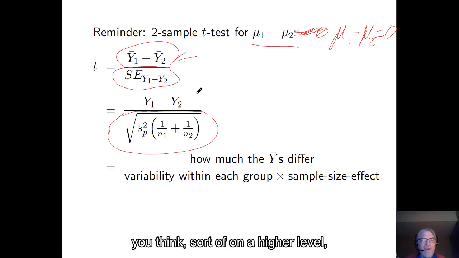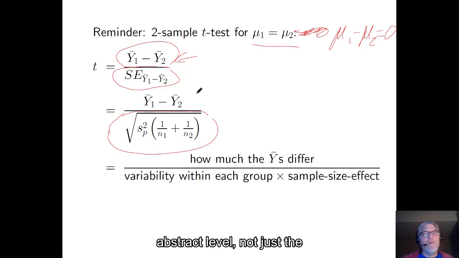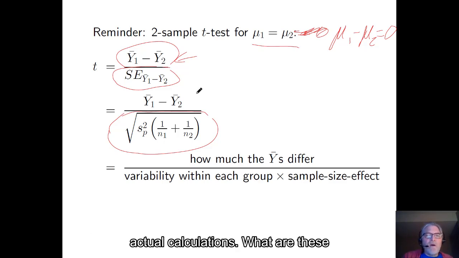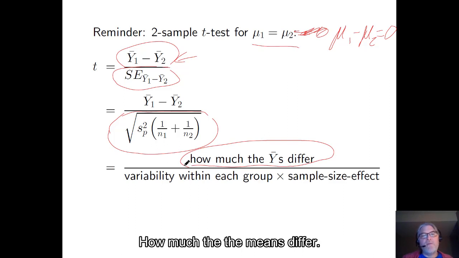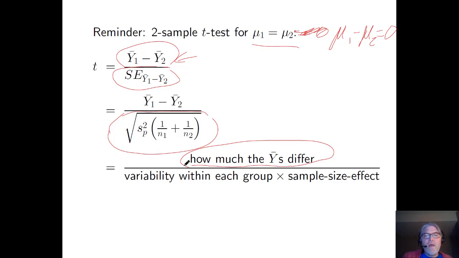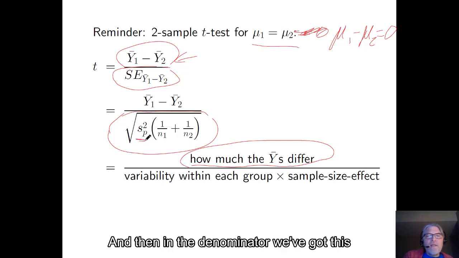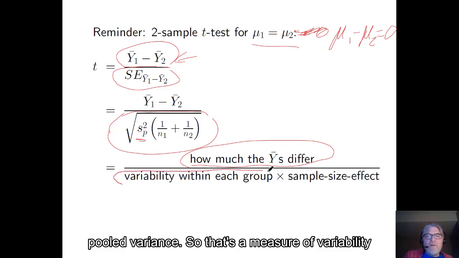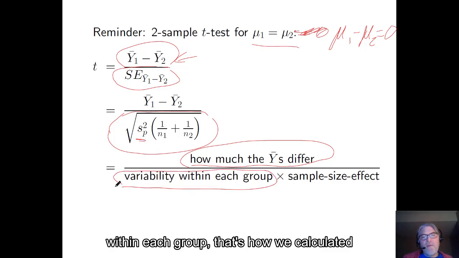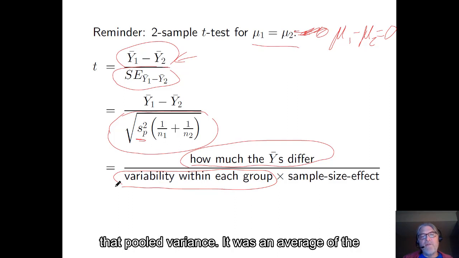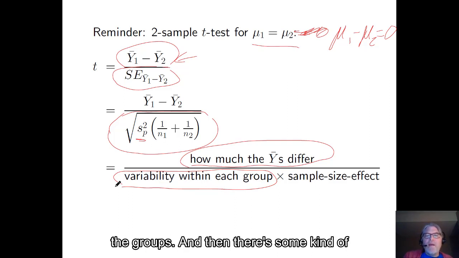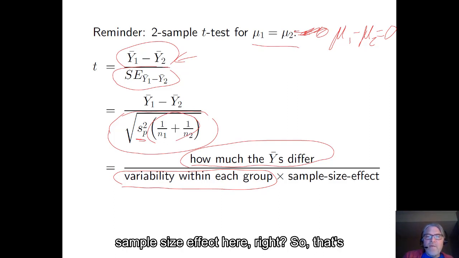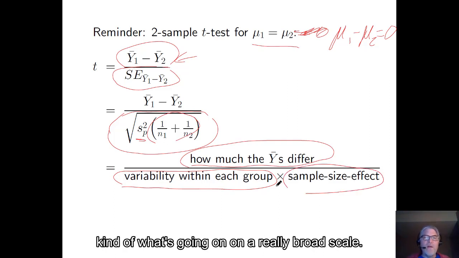If you think on a higher, abstract level, not just the actual calculations, what are these parts of the t-statistic? The numerator is how much the y bars, the means, differ from each other. And then in the denominator, we've got this pooled variance, which is a measure of variability within each group. That's how we calculated that pooled variance. It was an average of the variation within each group taken from both of the groups. And then there's some kind of sample size effect here, right? So that's what's going on on a really broad scale.